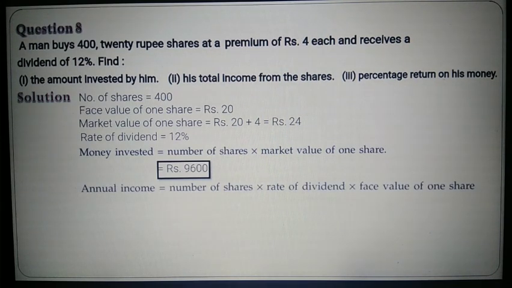Okay, so total income means annual income, or dividend also we can call it. Annual income is calculated using this formula. We have the number of shares given, which is 400. Rate of dividend is also given, and face value is also given. So when I put the values, my answer will be 960.